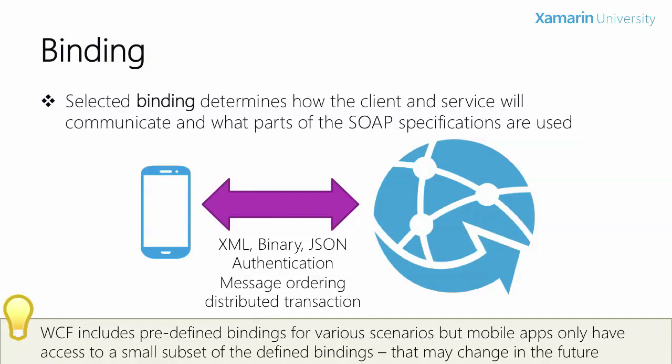Now, the second piece of information is the binding. The binding describes how information will be transferred between the client and the server. This includes the format of the data, typically XML or JSON, but WCF actually supports binary and even custom representations. Other things described by the binding include message encryption, authentication, message reliability, and even high-level services such as distributed transactions. The desktop version of WCF is quite extensible and supports any number of combinations of features that you can stack and layer into the service.